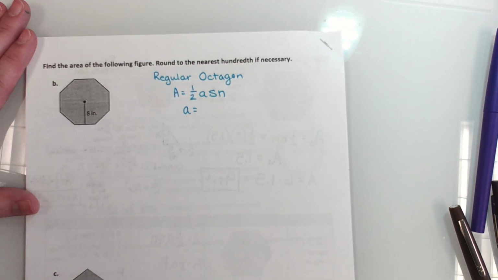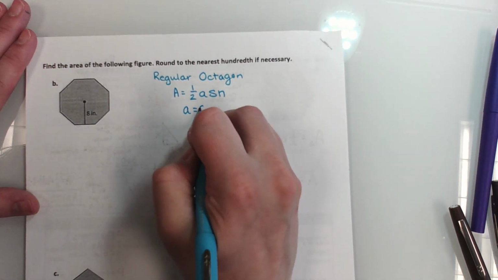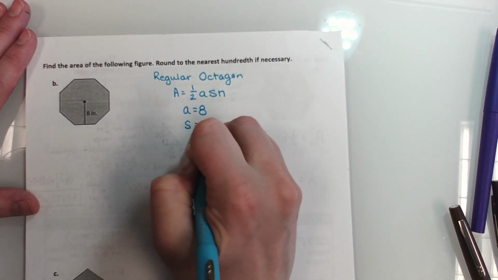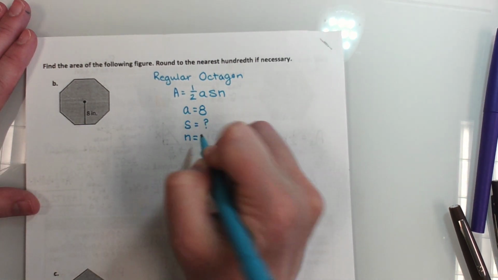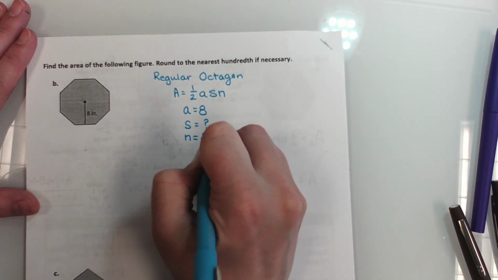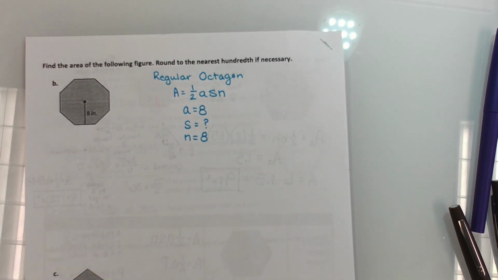Do we know the apothem? Yeah. Sweet. That's what we're given on this one. Do we know the side length? No. We have to find that. Do we know the number of sides? 8. Sometimes we're going to have different things going into this, and you're going to have to calculate them.